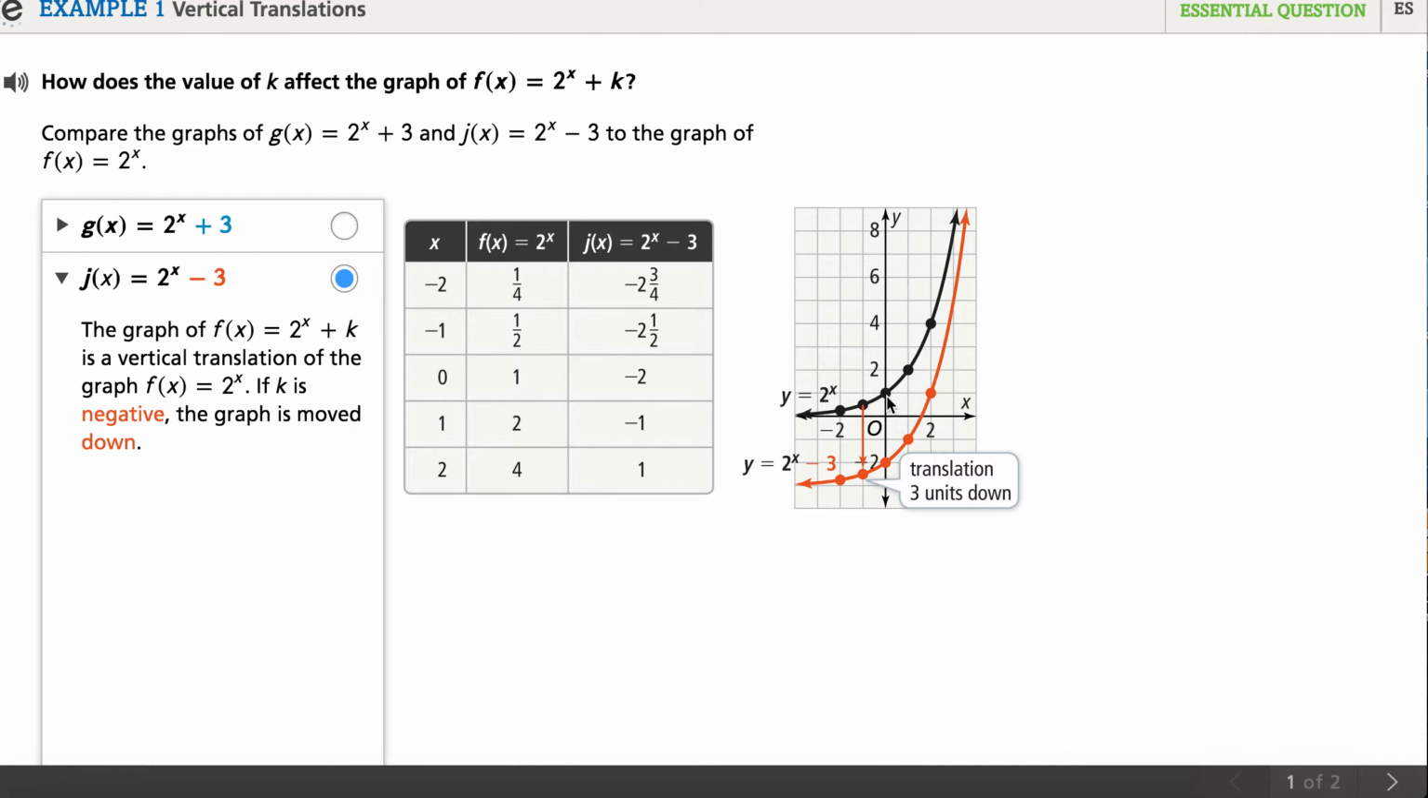As you see here, the y-intercept is 1, so it's going 1, 2, 3. The translation is going to be 3 units down for the second one. Always compare to the parent function, which is f of x equals 2 to the power of x.